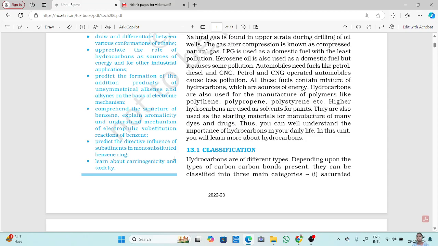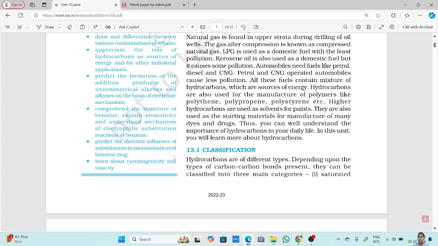Whether it is LPG, CNG, LNG or petrol, diesel, all of them contain hydrocarbons because they are the source of energy. Hydrocarbons are also used for the manufacture of polymers like polythene, polypropylene, polystyrene, etc. Polythene bags, for example, are made of them. Higher hydrocarbons are used as solvents for paints. They are also used as starting materials for the manufacture of many dyes and drugs. So hydrocarbons have various uses; they are abundant in our environment and used in a lot of industries and areas.